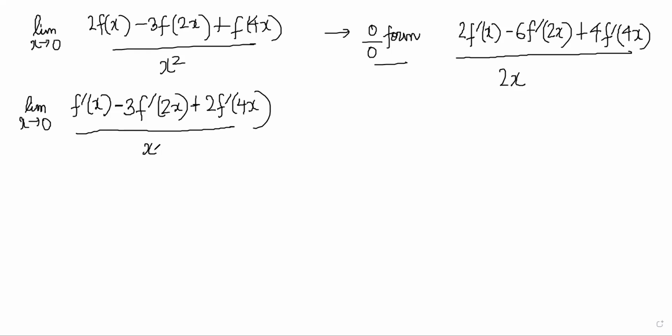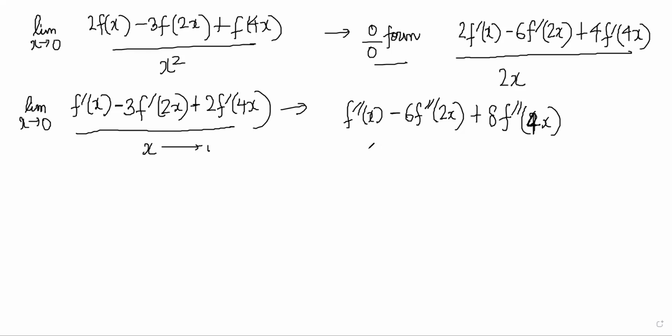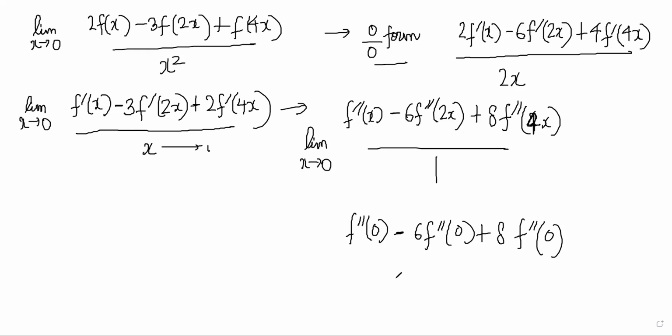Now again the same thing is happening. This is tending to 0, so this has to tend to 0. And also we know that f dash x and all was continuous and differentiable; we had derived all that. So we can do again 0 by 0, differentiate it again. So we get f double dash x minus 3 into 2, 6 f double dash 2x, plus 8 f double dash 4x, by 1, limit x tends to 0. So it is f double dash 0 minus 6 f double dash 0 plus 8 f double dash 0. So this is 3 times f double dash 0, which is 12.